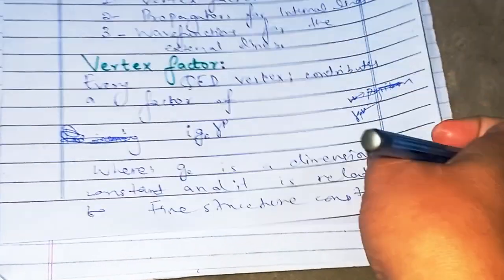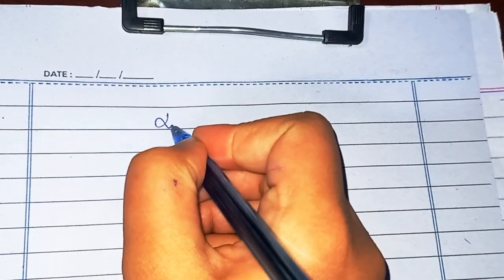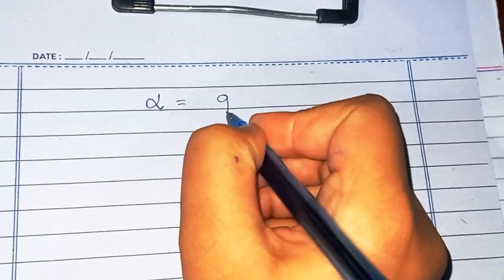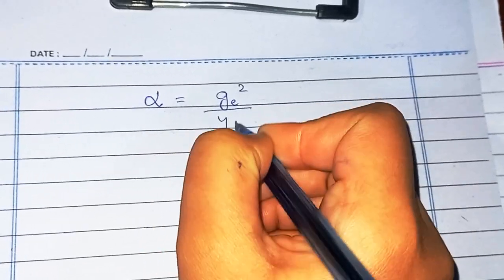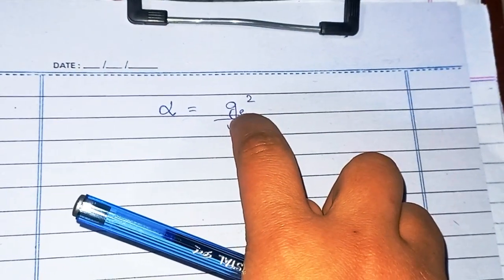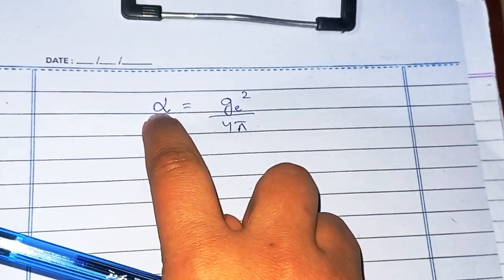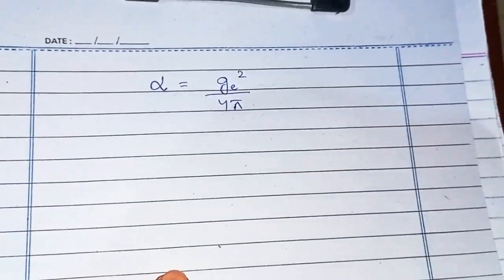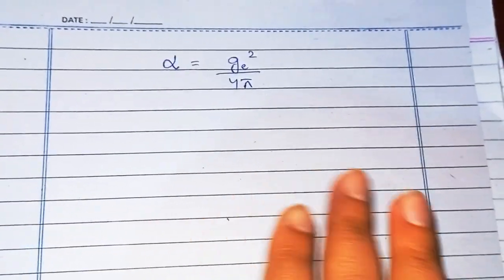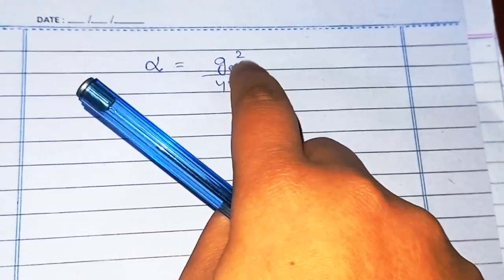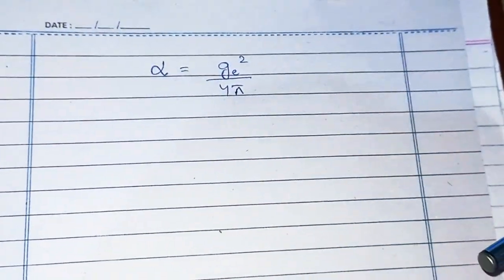And this fine structure constant is alpha equals g_e squared by 4 pi. This is how the g_e factor is related to the fine structure constant, and we can see g_e is a constant. Okay, just to know what g_e actually is. So this is the vertex vector.